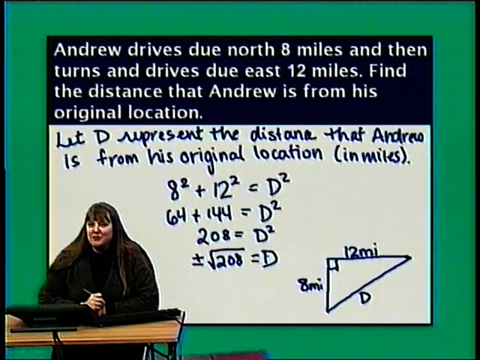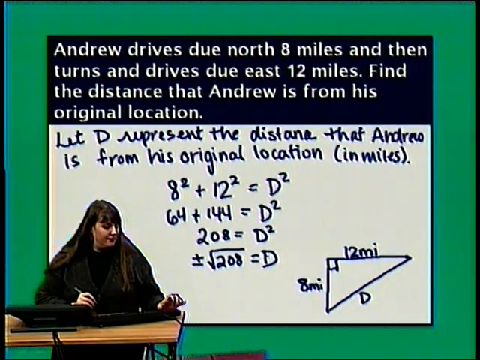Once again, d is representing a length. It's a distance this time. So the negative square root of 208 doesn't make any sense. The only answer that makes any sense in this real-life application is the positive square root of 208. In this case, since I'm looking at a real-life application, Andrew driving, I'm going to go ahead and approximate the answer. So I'm going to pull out my calculator and figure out an approximation for the square root of 208.